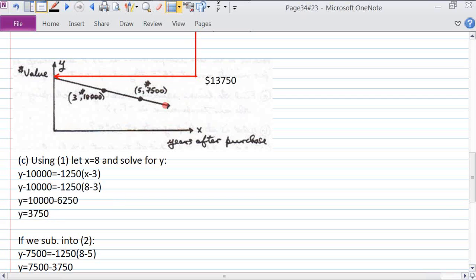So you can see that as this line goes down, it goes down, down, down. It makes sense that after 8 years it's certainly going to be less than 7,500. So it's sort of a reasonable answer.